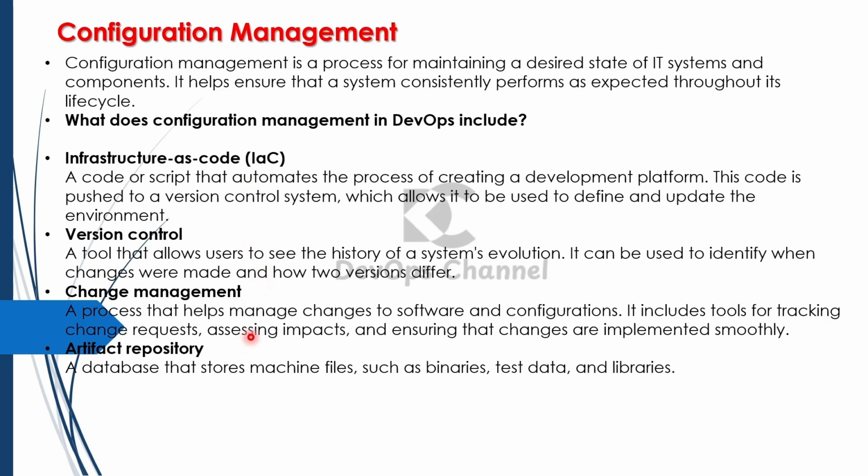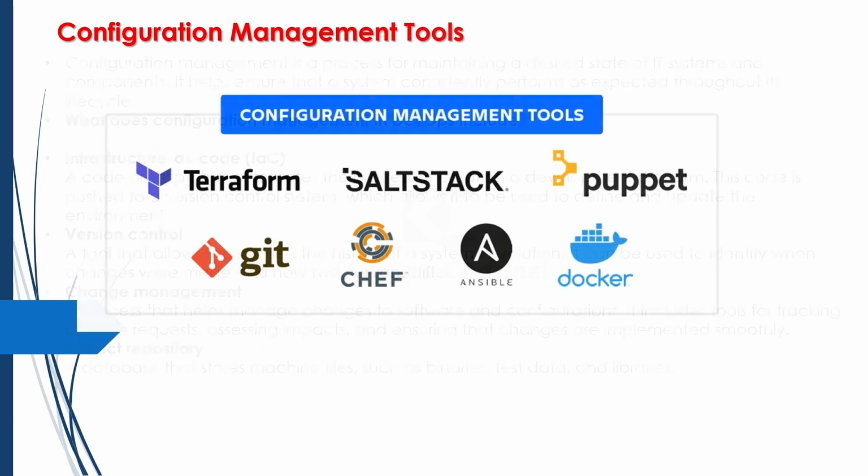Okay, now if you talk about tools, we have discussed these tools earlier also. So these are the tools used for configuration management. For version control, you will use Git. For your infrastructure as code, you can use Terraform, Chef, Ansible. Docker is a containerization tool we will talk about when we discuss containerization. Puppet is also one of the configuration management tools, and you can use Salt Stack too. Okay, so we have discussed most of these tools in our earlier chapter.